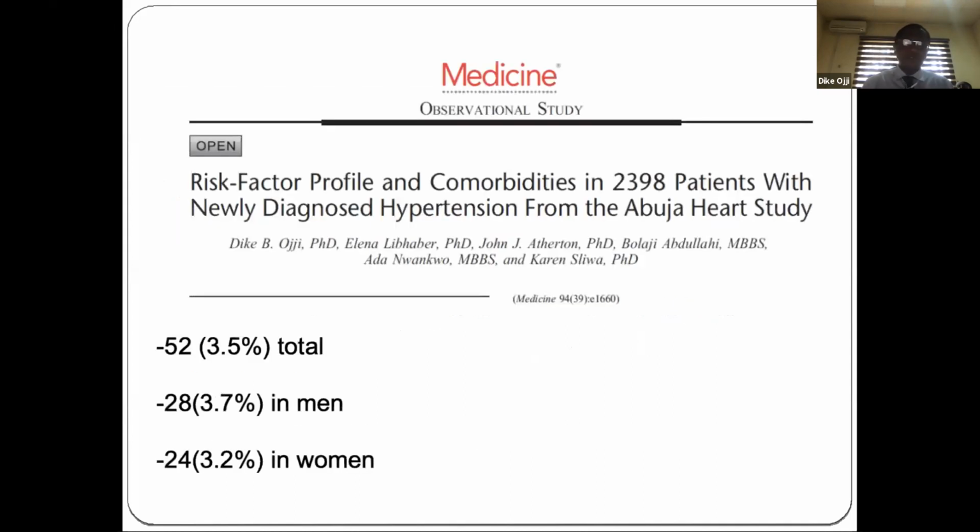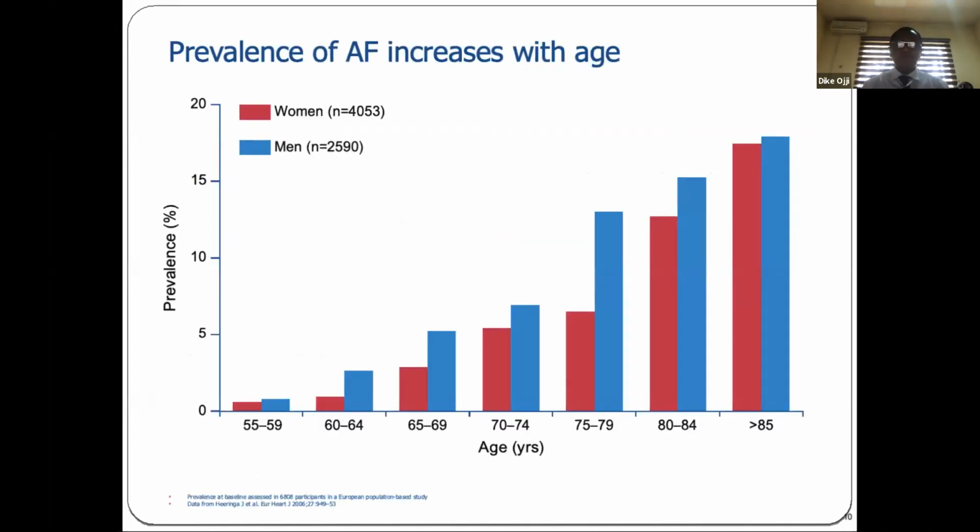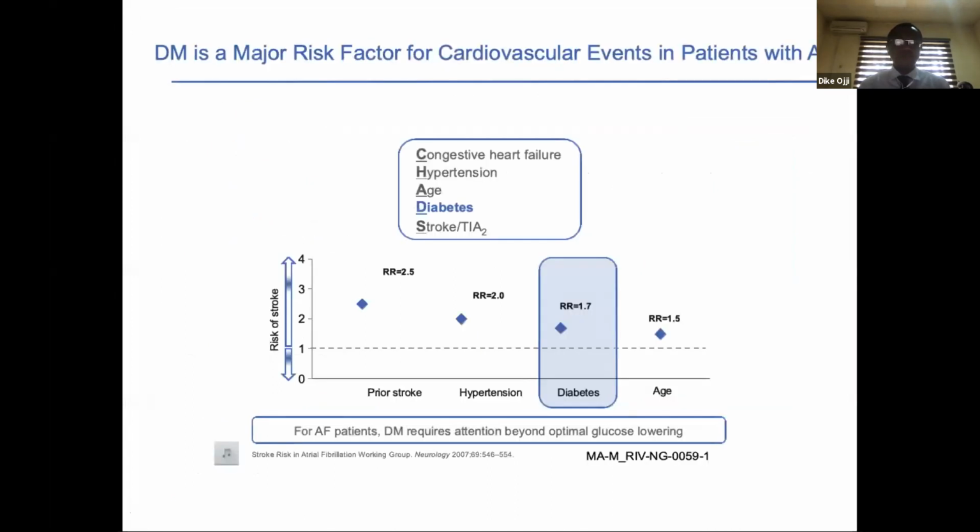We looked at about 2,400 of our patients coming to the University of Abuja Teaching Hospital. These are not heart failure patients, but these are hypertensive patients presenting to us for the first time. And you can see that about 3.5% of them had atrial fibrillation when they came, being higher in men compared to women. I said this earlier, that atrial fibrillation increases with age. And you can see it being higher in men compared to women.